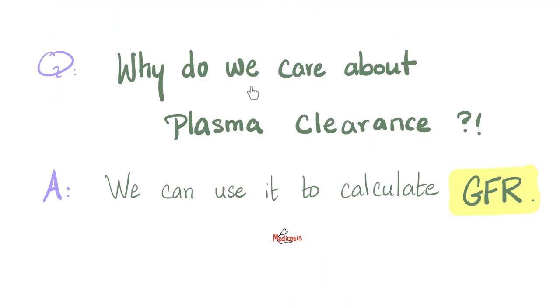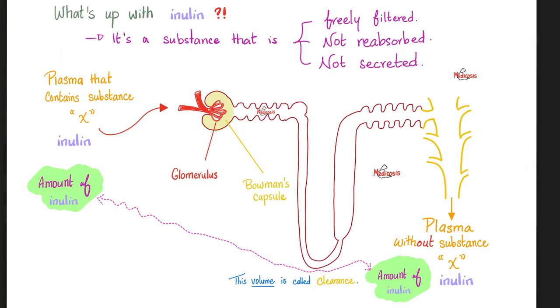Pause and review. Why do we care about plasma clearance so much? Because we can use it to estimate the GFR. How come, medicosis? I will inject you with a substance that you cannot metabolize, something that you have never seen before. Inulin. Okay. I give you inulin. Nice. The amount of inulin is here, and since you cannot deal with it, the amount of inulin here in the urine is going to be the exact same, right? So the amount of inulin going in equals the amount of inulin coming out.